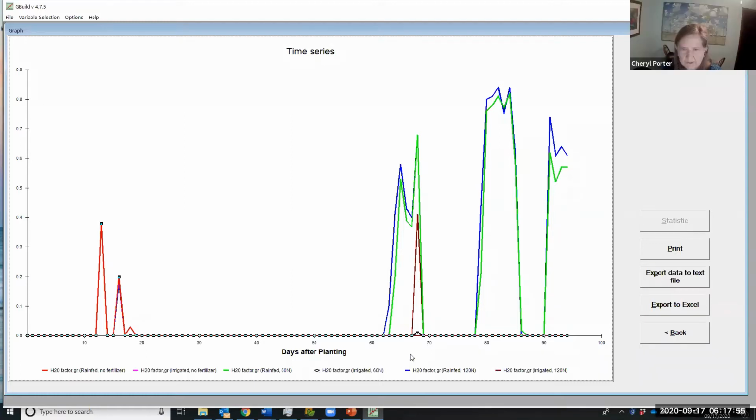And the irrigated medium nitrogen actually shows less water stress at this later point in the season.